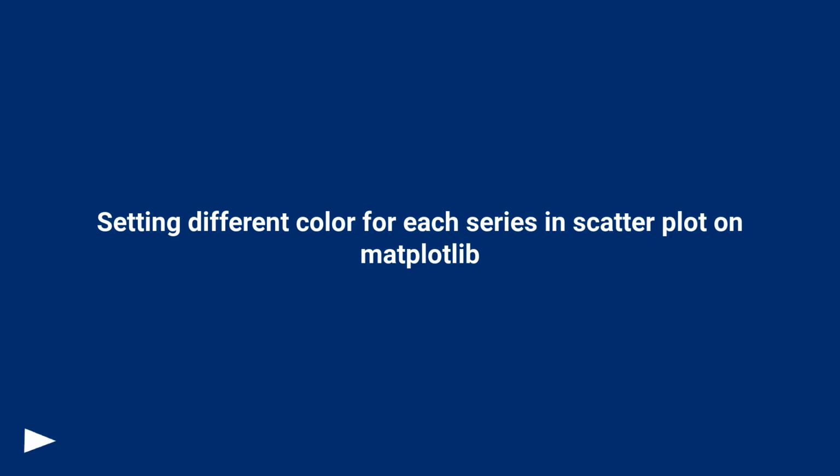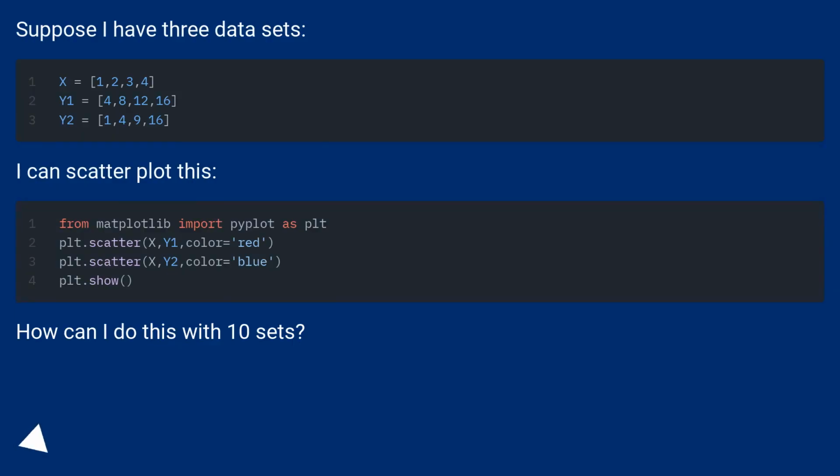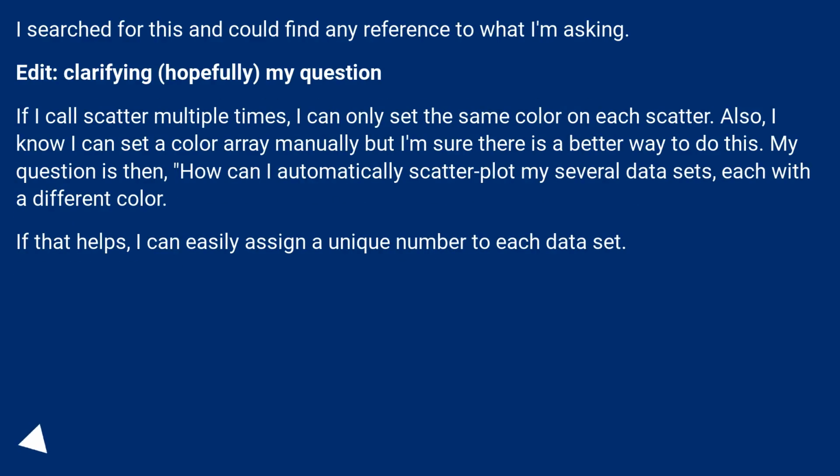Setting different color for each series in scatterplot on matplotlib. Suppose I have 3 data sets. I can scatterplot this. How can I do this with 10 sets? I searched for this and couldn't find any reference to what I'm asking.